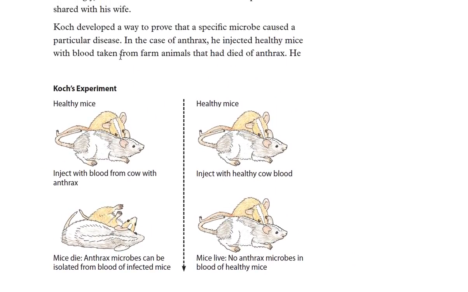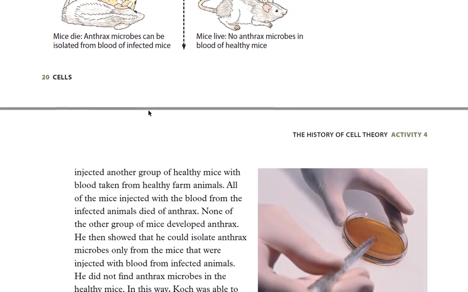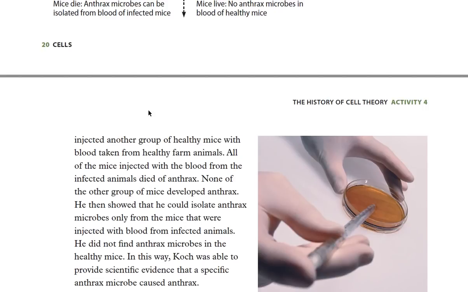So back to the sentence here. In the case of anthrax, he injected healthy mice with blood taken from the farm animals that had died of anthrax. He injected another group of healthy mice with blood taken from healthy farm animals. All the mice injected with the blood from the infected animal died of anthrax. None of the other group of mice developed anthrax.